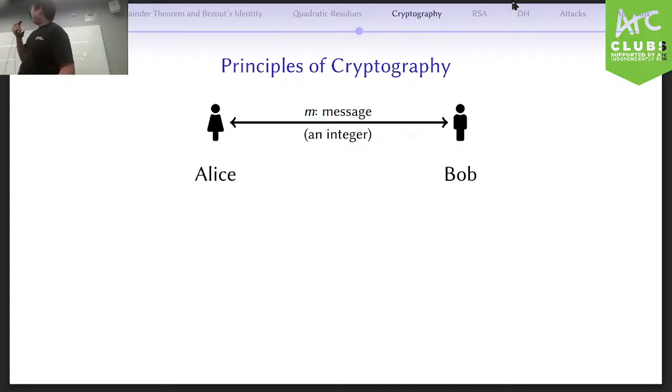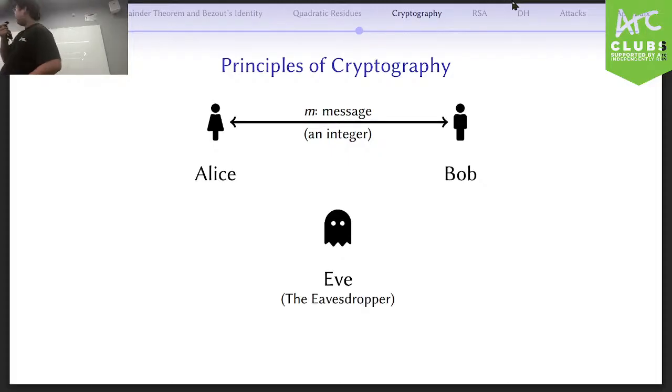But unbeknownst to them, or known to them, we also have our third character. We have our character Eve, the friendly ghost, right? But Eve is actually not so friendly, because Eve is an eavesdropper. So they're listening in on this conversation between Alice and Bob.